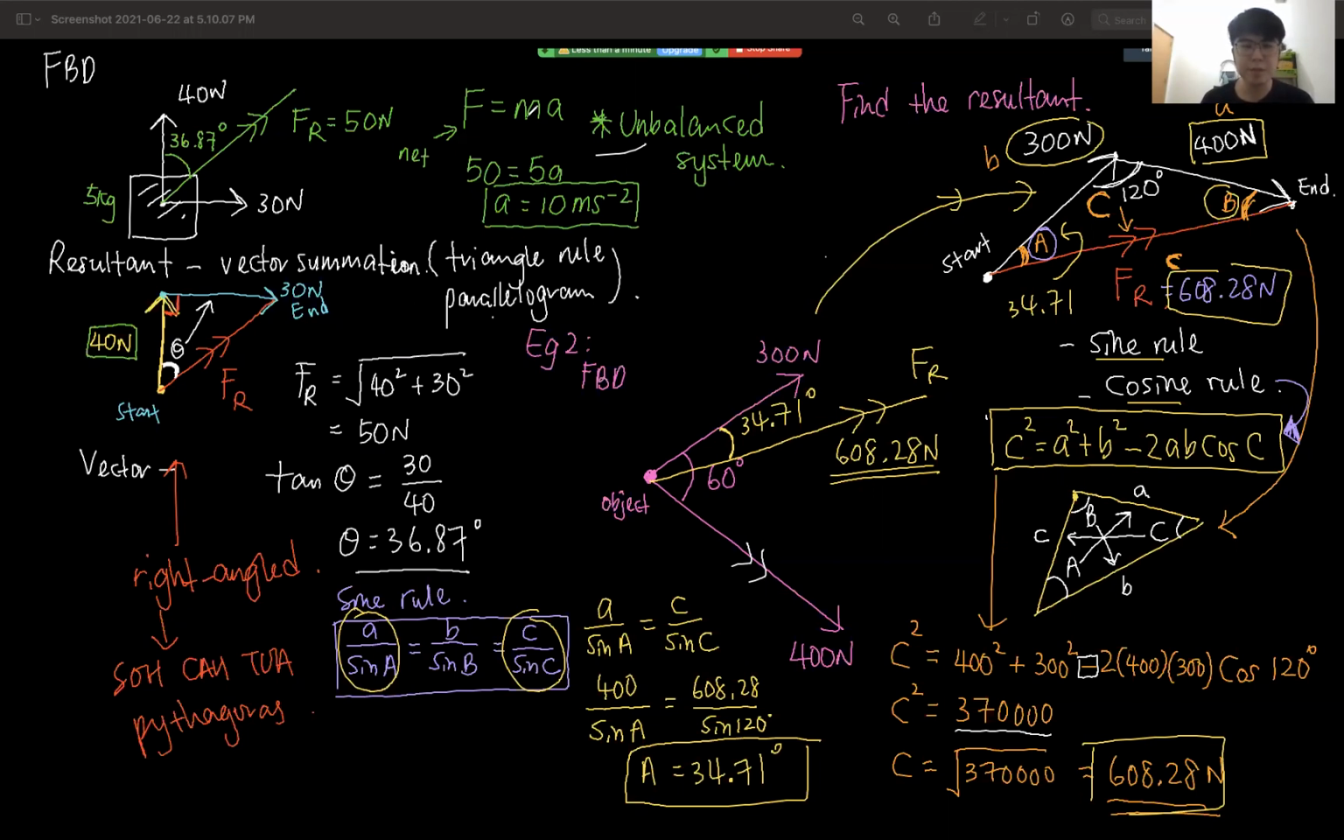Okay, so the two examples here are finding resultant force. One is when you get a right angle triangle. Another one is when you don't get a right angle triangle. But the method is the same. What are we doing here? We are adding the vectors. First, we get the free body diagram, and then we do vector addition, vector summation, to find the resultant force.